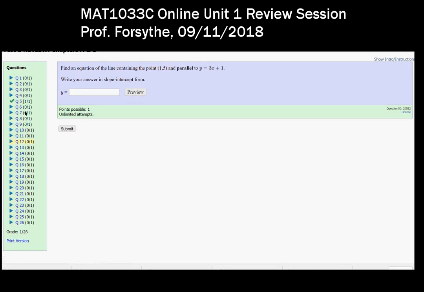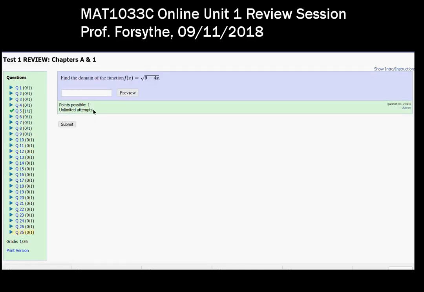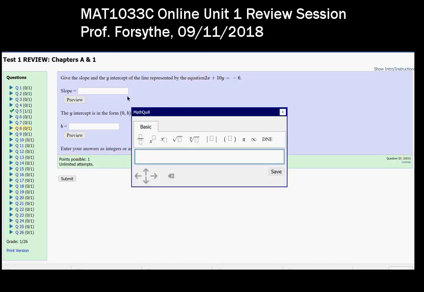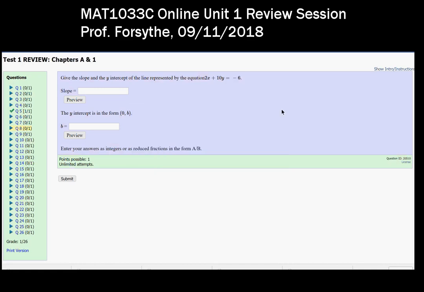You could print if you wanted to, but I think if you print it and you leave and come back, it'll probably be the same. I'm not 100% sure of that. This is how your review looks. If you click here, it'll give you your instructions: enter your interval using interval notation. It'll tell you how they want the answer entered. That's the same for your homework as well. You can always use the preview button to make sure you typed what you thought you wanted to type. Remember, this math editor is here to help you as well.